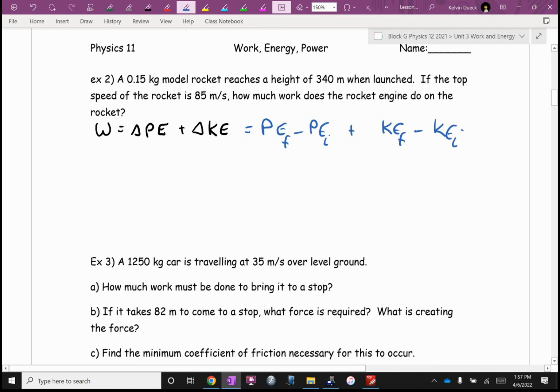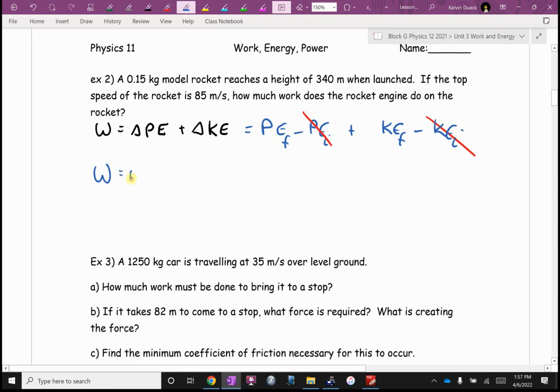Are any of these 0? Let's look at the potential energies. Are we ever on the ground when we launch a rocket? Initial or final? Yeah. Are we ever at rest when we launch a rocket? Initial or final? Initial. So initial is before we hit launch. Final is after the engine has burned itself out during the launching process. Okay.